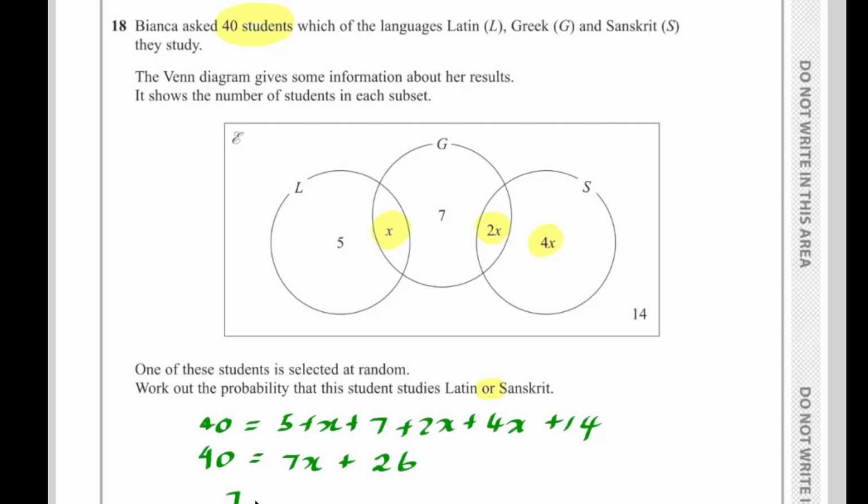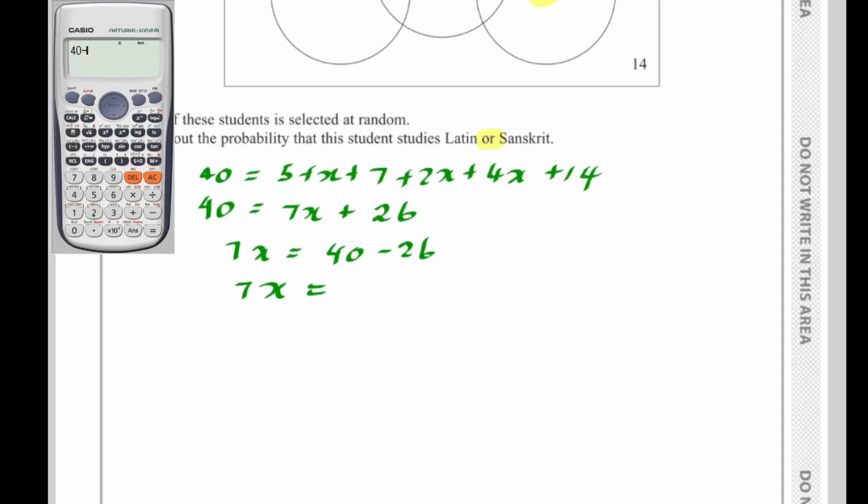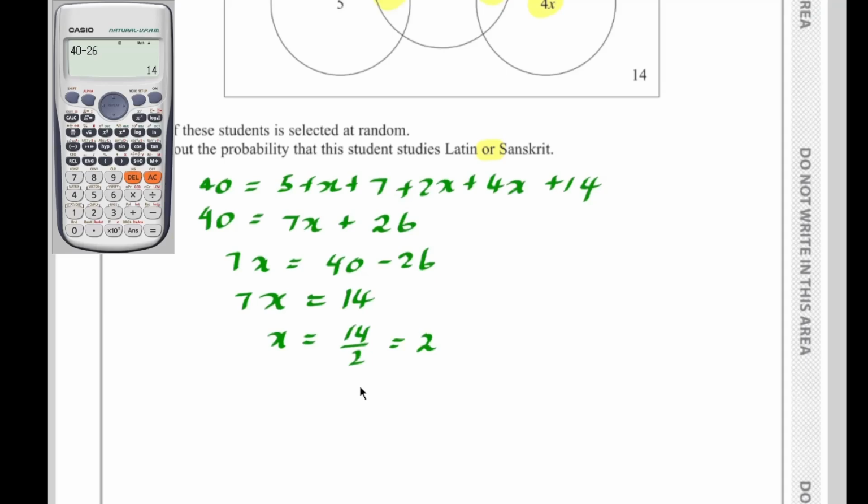Then 7x equals 40 minus 26, which becomes 14. Then x equals 14 divided by 7, which is 2. So we have the value of x.